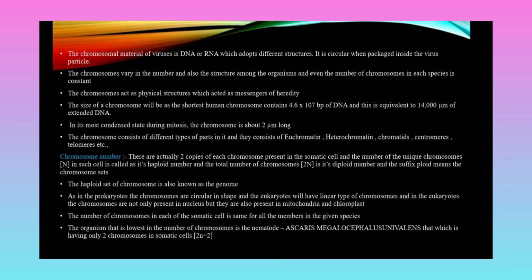For example, the organism that has the lowest number of chromosomes is the nematode Ascaris megalocephalus univalens. So this has only 2 chromosomes in its somatic cells, meaning total 2n is equal to 2.